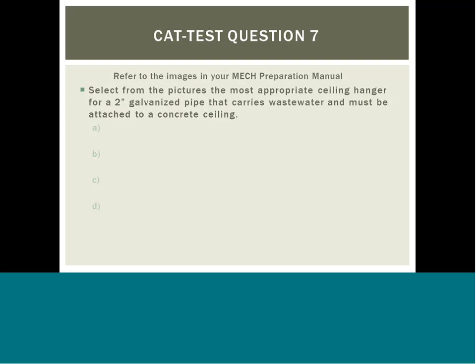CAT test question 7. Here you can refer to the images in your MECH preparation manual. Select from the pictures the most appropriate sealing hanger for a 2-inch galvanized pipe that carries wastewater and must be attached to a concrete ceiling. Refer to the images in your MECH preparation manual.